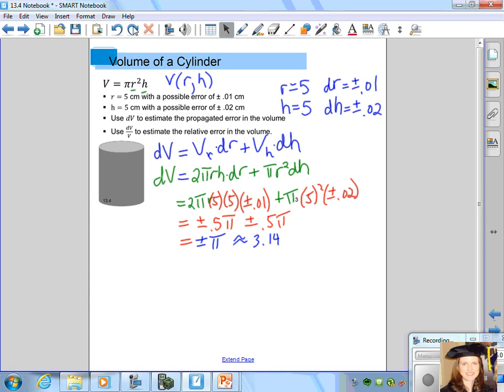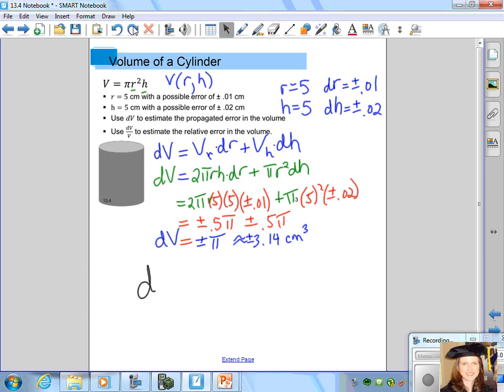And this is approximately 3.14. And when you're measuring volume, you're using cubic units. Since we're given centimeters here, the volume could be estimated to be off by as much as about 3.14 cubic centimeters.